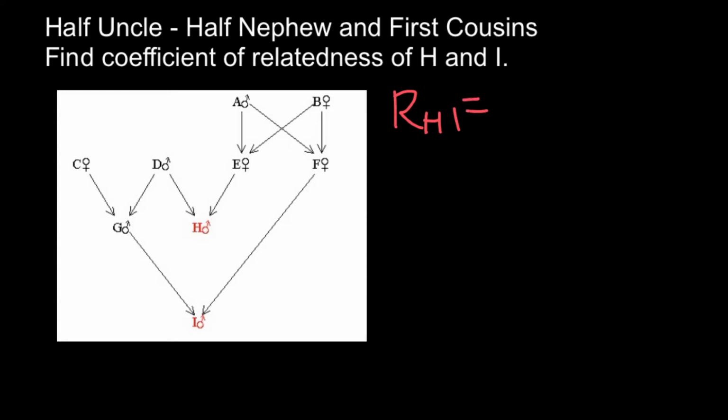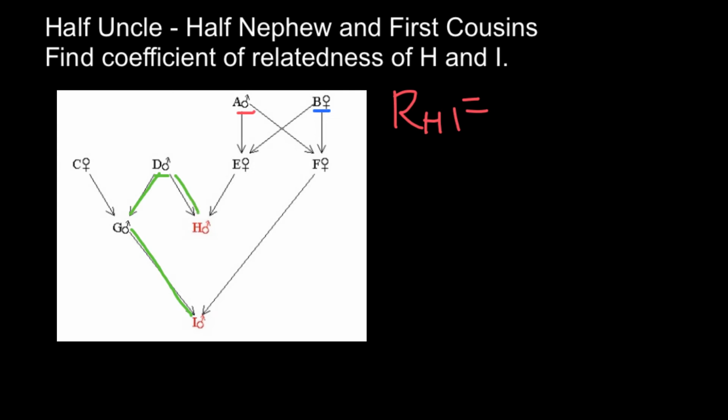And we have to find first who are going to be the common ancestors of individuals H and I. This is going to be individual D, who is the father of individual H and the grandfather of individual I. Also we have here individual A, who is a grandfather of individual H and grandfather of individual I. And another common ancestor would be individual B, who is the grandmother of individual H and grandmother of individual I.